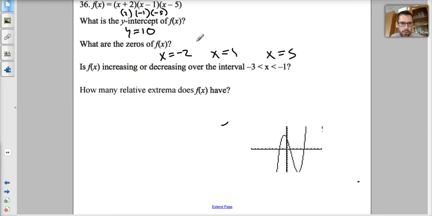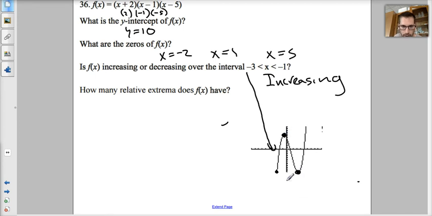So first of all, is it increasing from -3 to -1 or decreasing? So -1, -2, -3. So -3 is like here, -1 is here. So I will say increasing. Then it says how many relative extrema does it have? So it has a relative maximum there and a relative minimum here, because it's going to keep going here and it's going to keep going here. So it has 2 relative extrema. There's a maximum, there's a minimum.